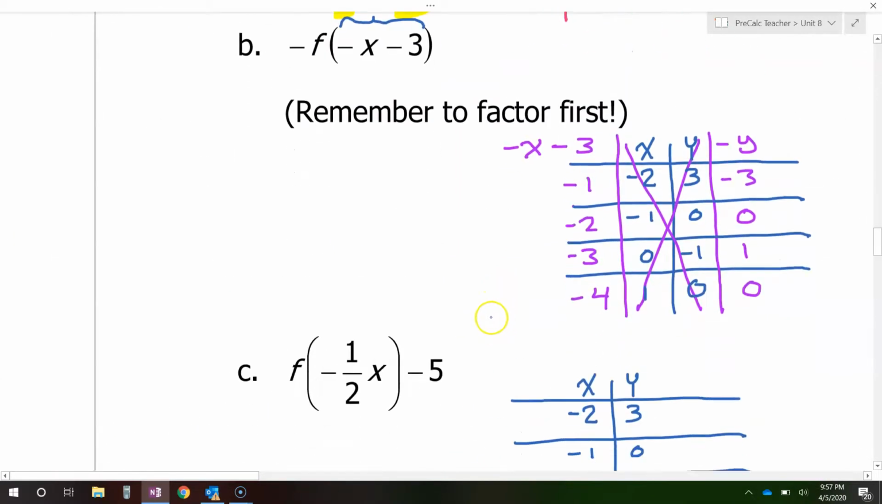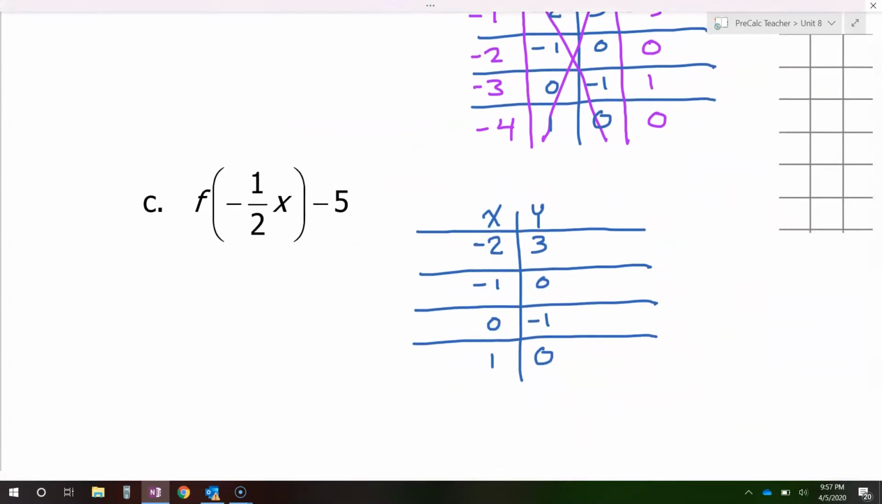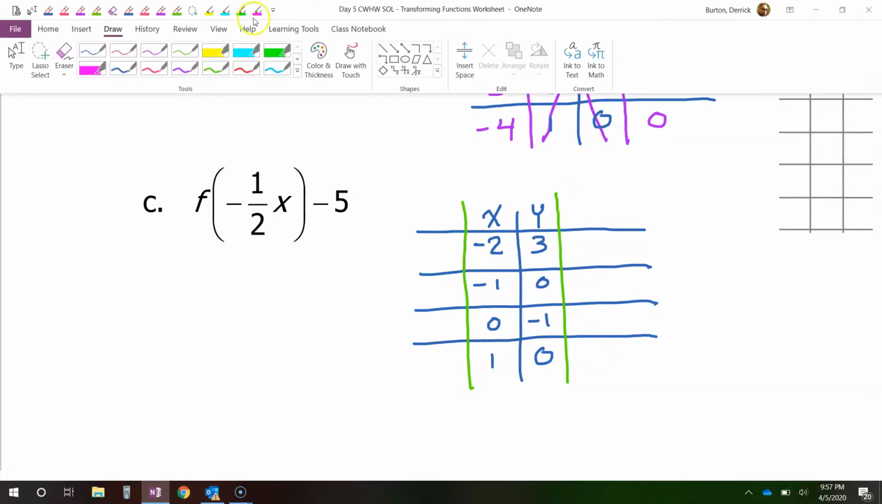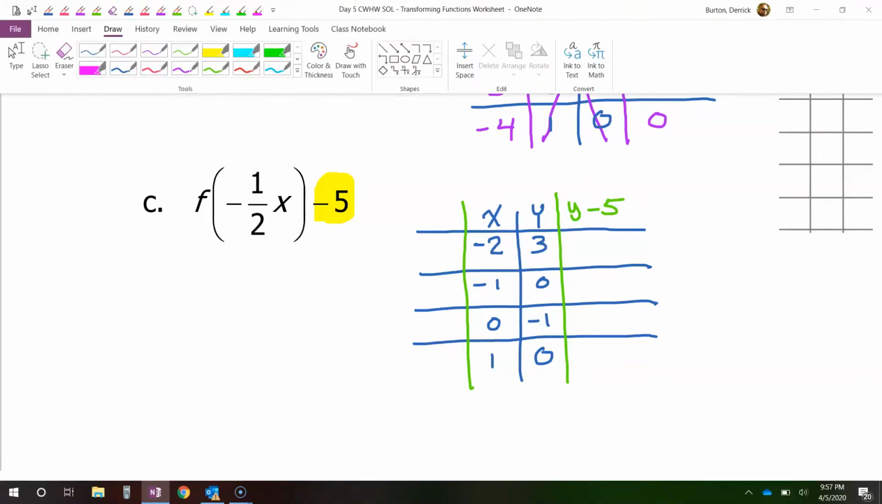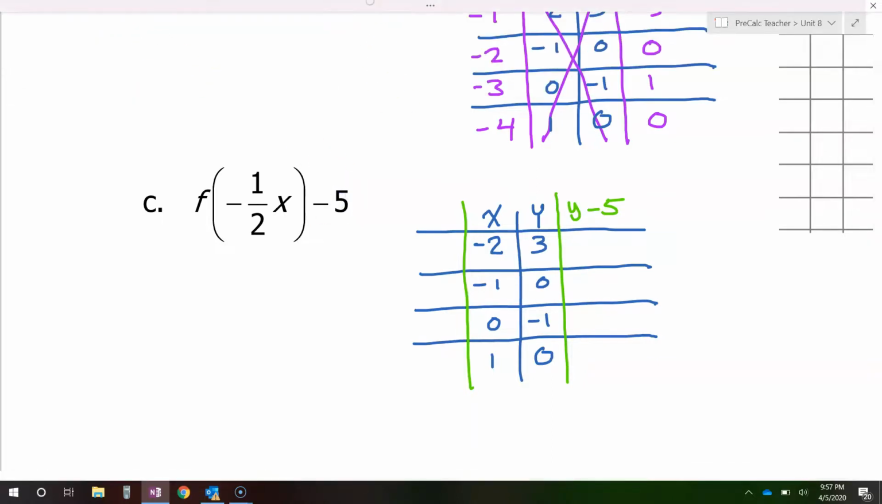So time for number 2, part C. We'll do this one in green. So let's start with what's happening to the y values. Anything happening outside the function is happening to the y values. That's why the new y values will be y minus 5. Anything happening inside the function is going to be happening to the x values. So there are actually two transformations here. The negative sign is like one transformation, and then the 1/2 is another transformation.